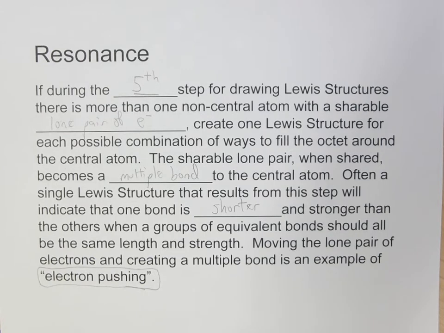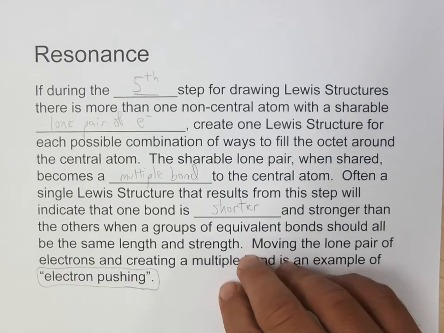Alright, so this is a little abstract discussion of, as we do our dot structures, if during the 5th step there are multiple ways to satisfy the octet of the central atom, we execute all of those combinations and we get a bunch of resonance structures. The goal is that the model that we create represents the bonding in the molecular ion as accurately as possible. And so let me go through an example.